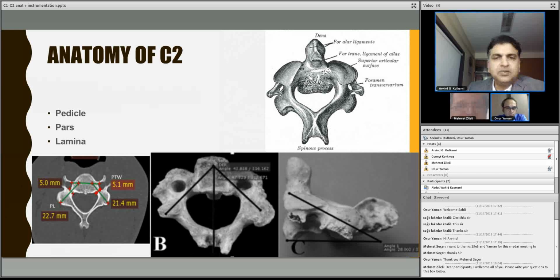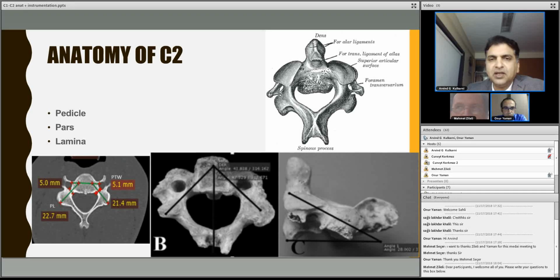So then comes the C2. Again, as I said, this is a unique structure. So it has a dens at the top anteriorly and two big lateral masses on both sides. The dens is significant because you can have a dens fracture.